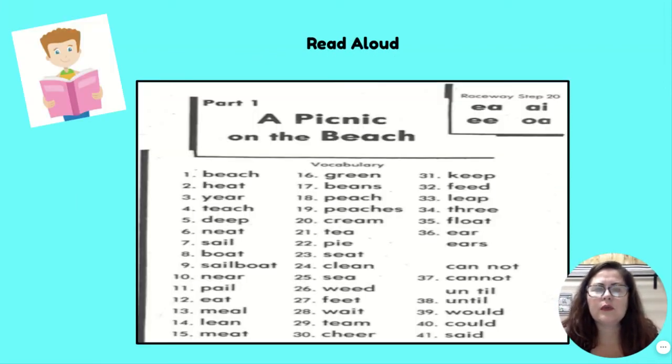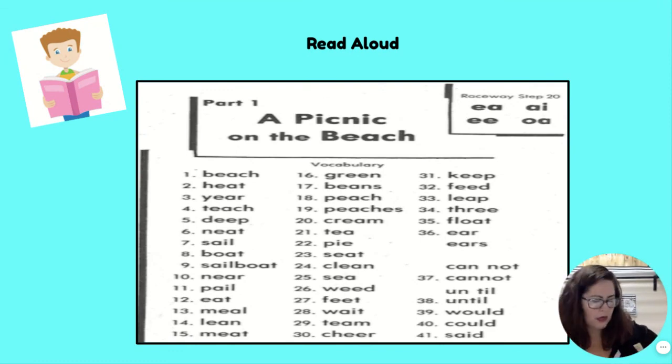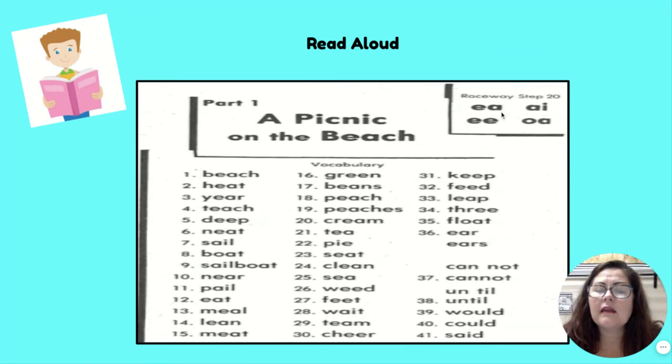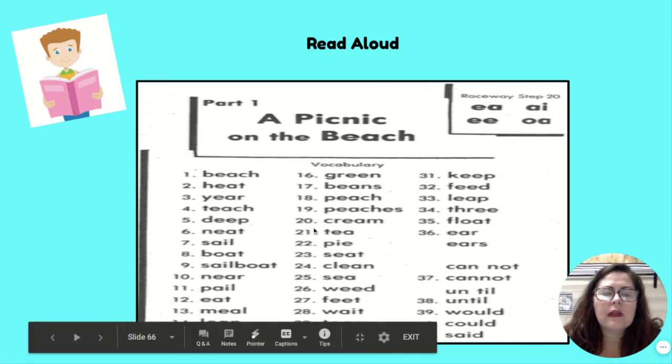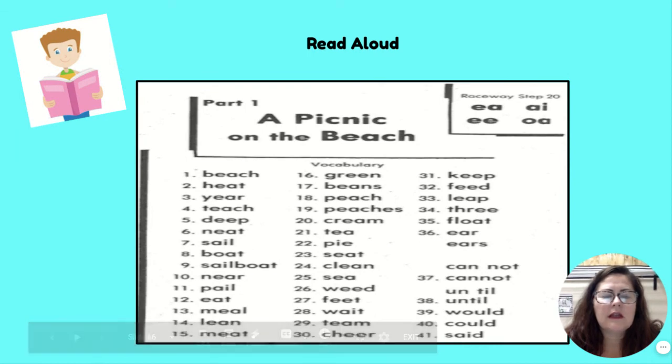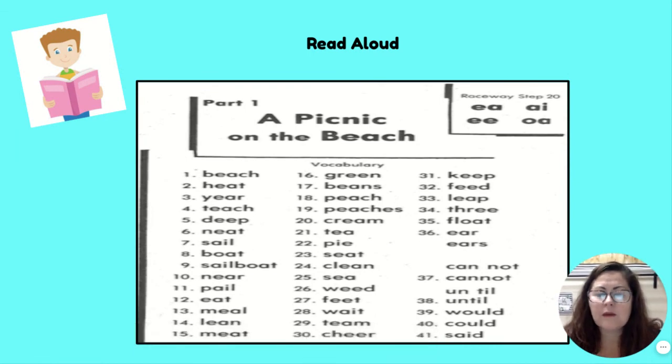And now we're on to the read aloud section. Today we're going to work with the EA, the AI, EE, and OA. So we have E, A, E, O. Okay, these are often called vowel pairs as well. So take a minute and read through all of these words that will be in the story. I'm going to put my cursor up here so that the bottom doesn't come up. So pause the video and read these words.